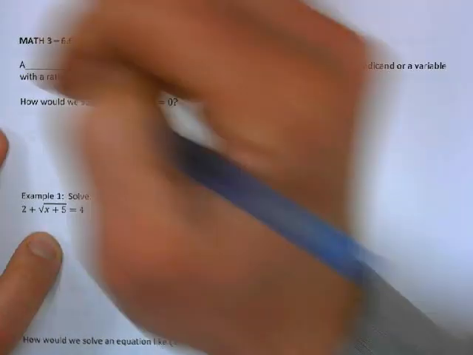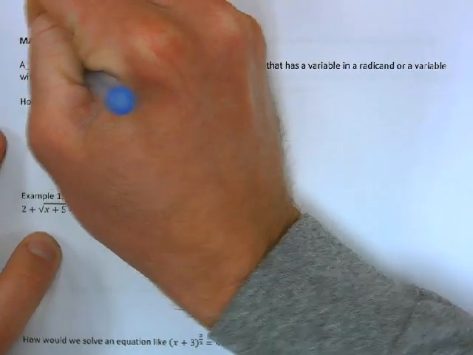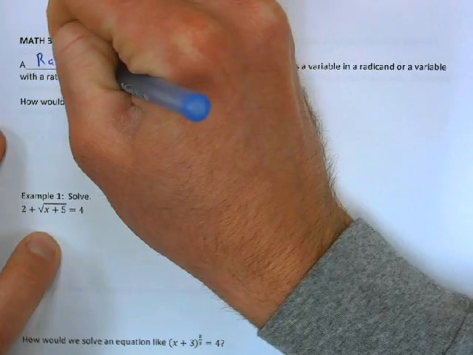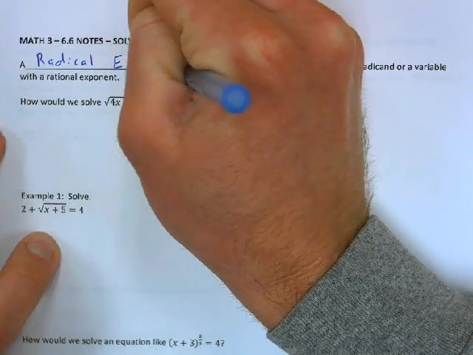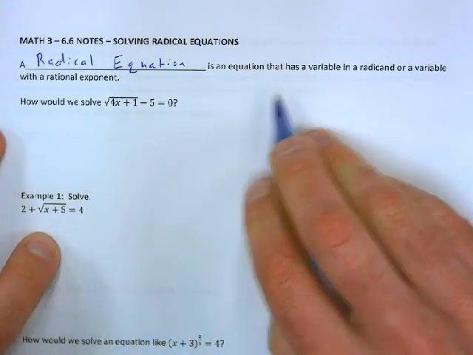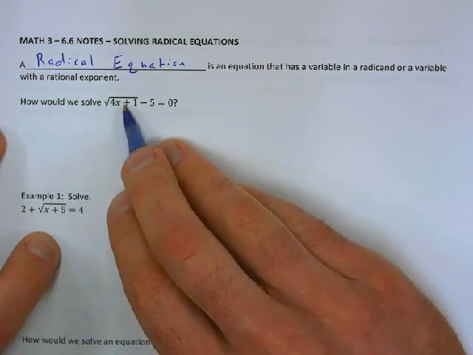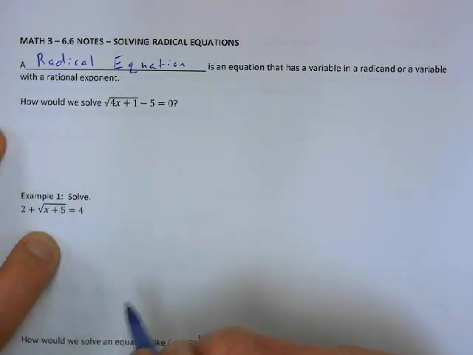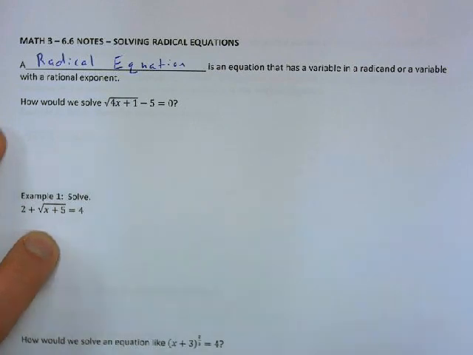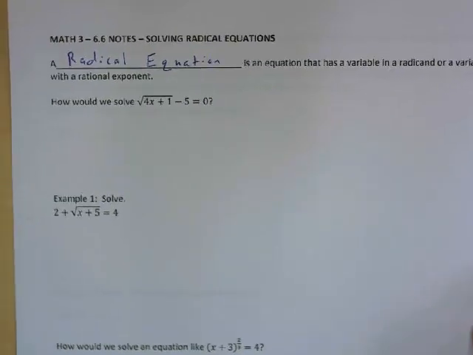A radical equation, that's what goes in the blank. A radical equation is an equation that has a variable in a radicand, in other words, it's got a square root symbol, or a variable with a rational exponent, which is like a fractional exponent. So if we see a radical or a fractional exponent in our problem, that's considered a radical equation. So how would we solve a radical equation?